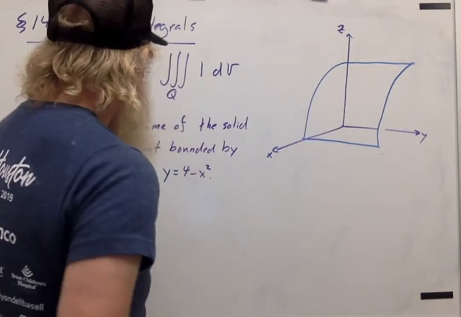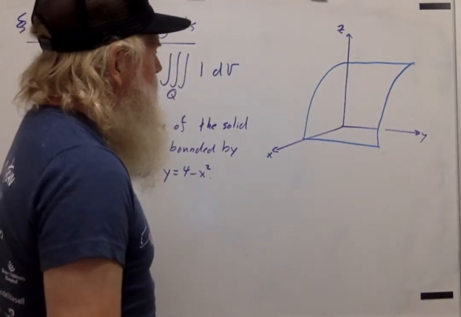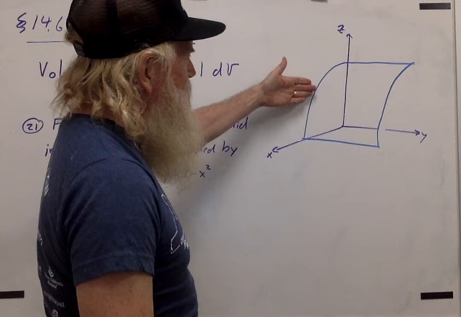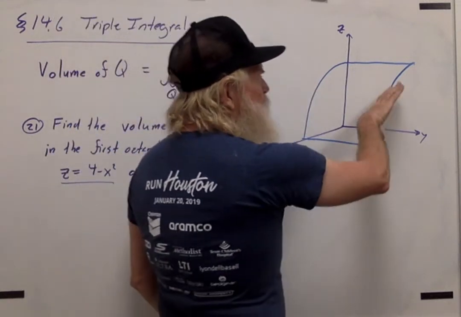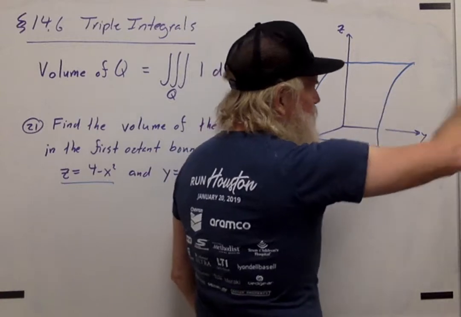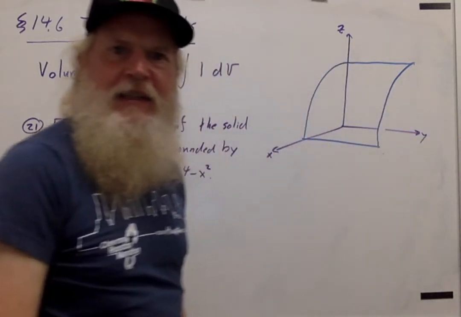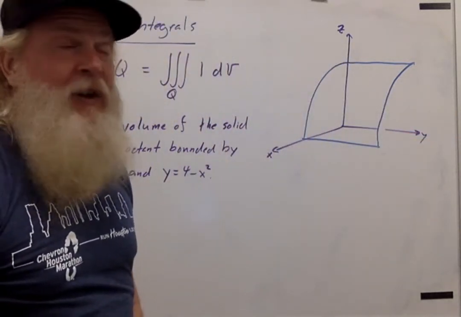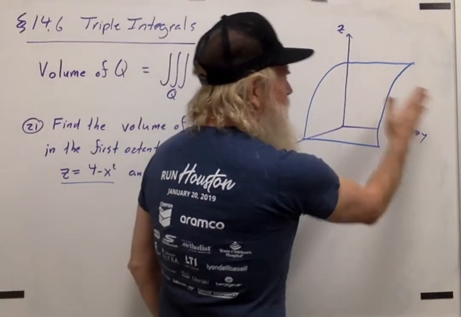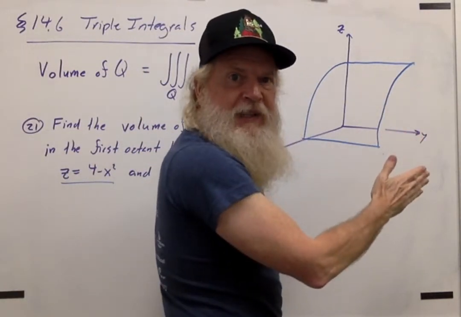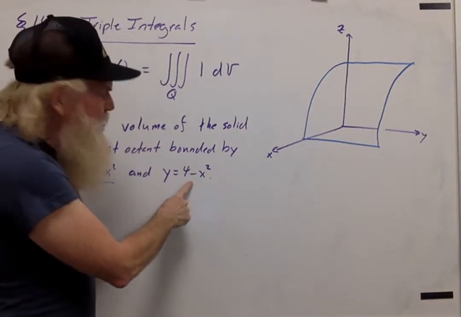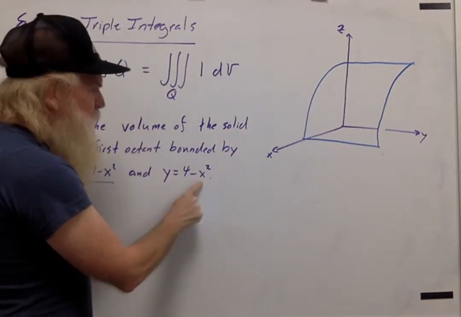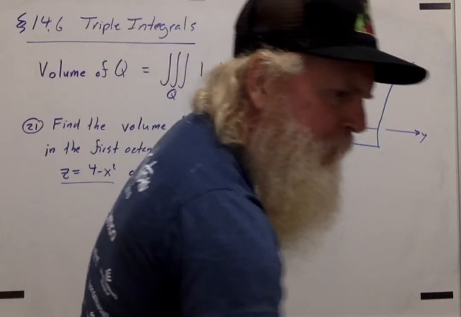Now I know that I'm also bounded by the xz plane because I've got to stay in the first octant. But this shape, this cylinder, goes out forever along the y-axis. So if I'm going to have finite volume, there's got to be something which is capping it over on this side. And that's going to be this surface.